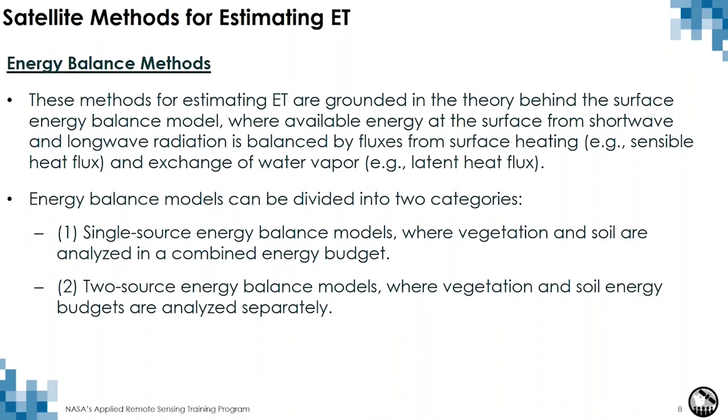The real theory behind a surface energy balance method is we know how much energy is coming at the surface from shortwave and longwave radiation. We can measure that with meteorological data and satellite data. And the amount of energy available at the surface is balanced by fluxes from surface heating and the exchange of water vapor, the exchange of water vapor being ET. So we know, given all the energy that comes to the surface, how it's partitioned between heating the surface and energy that's used to evaporate water from the surface.